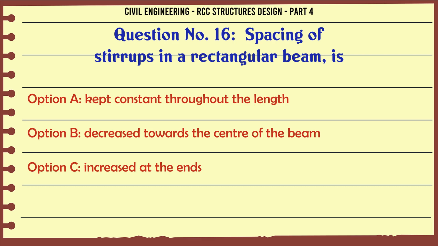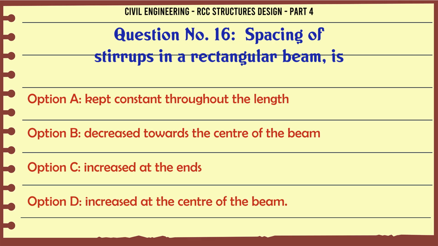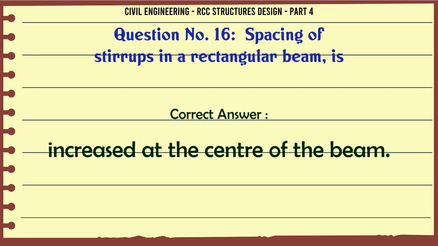Spacing of stirrups in a rectangular beam is: A. kept constant throughout the length, B. decreased towards the center of the beam, C. increased at the ends, D. increased at the center of the beam. The correct answer is increased at the center of the beam.